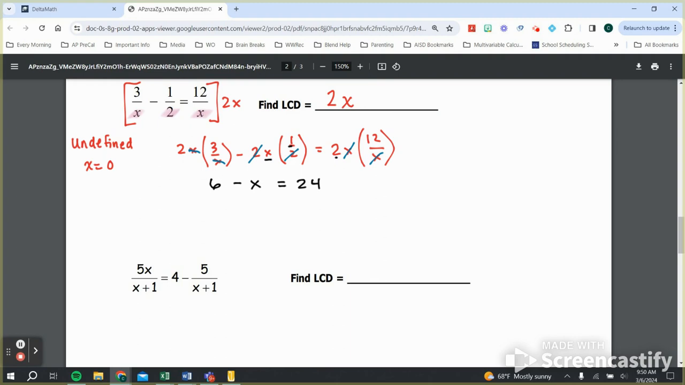So now, subtract 6 to the other side, we get negative x is equal to 18, which means x is equal to negative 18. And if we look at our undefined, they are not the same, so x equals negative 18 is the answer to this rational equation.